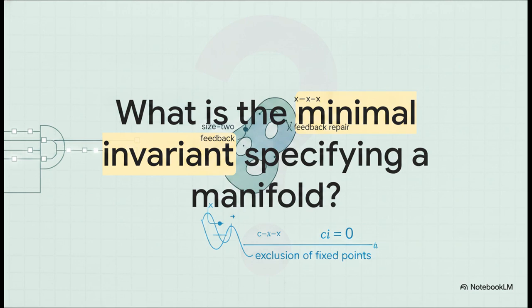If everything we call physics, the conservation laws, the topology, the continuous de Bruijn cycles, is really just the universe rigorously executing a no-fixed-point rule, what is the ultimate minimal seed that generates it all? Because if you can define that invariant, you aren't just describing reality anymore, you are generating it.